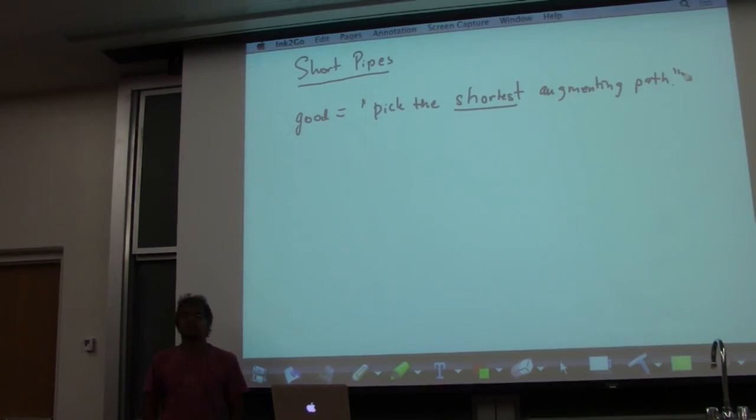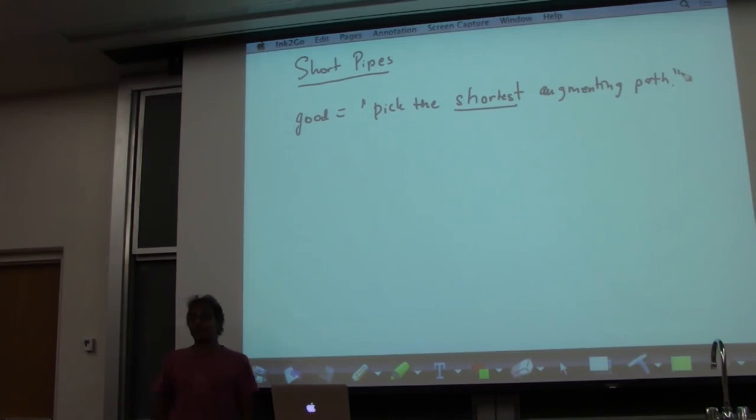Easy way to do it. Okay, nothing too complicated. Breadth first search. You can do a breadth first search, not a DFS, but a BFS, and you will get the shortest path. So in time E, you can actually do this.